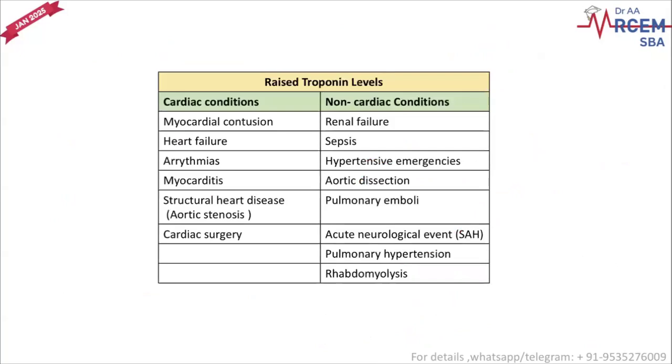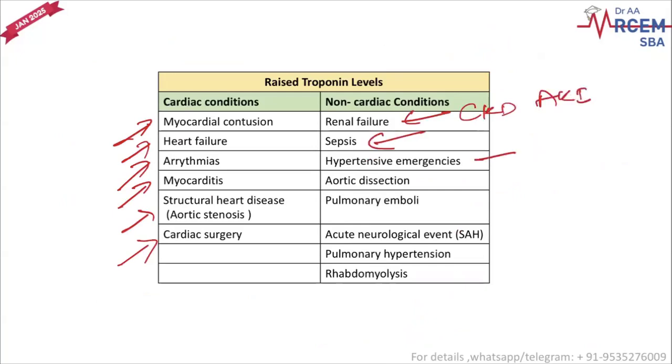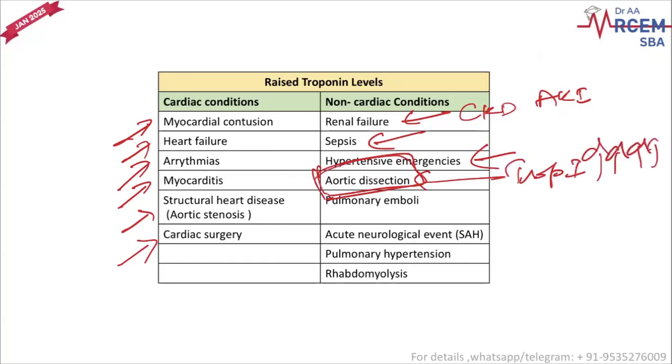Though troponin I is quite specific for cardiac infarction, it is not always very specific. It can be seen in various other conditions. Like in myocardial contusions, it can be seen in heart failure, arrhythmias, myocarditis, inflammation of the myocardium, structural heart diseases like aortic stenosis, after cardiac surgery like a bypass surgery. Someone who is a CKD patient, renal failure patient, or an acute kidney injury, severe sepsis, hypertensive emergencies, aortic dissections. Remember, in aortic dissections, the troponin I values will be skyrocketingly high.